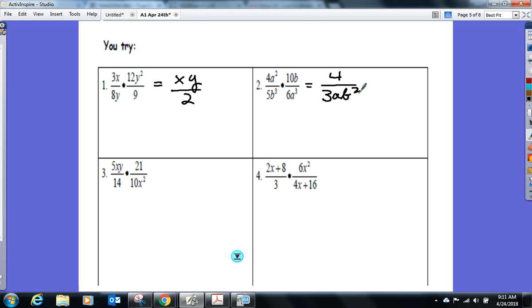Remember, if you don't see plus or minus, multiply tops, multiply the bottoms, and reduce at the end.